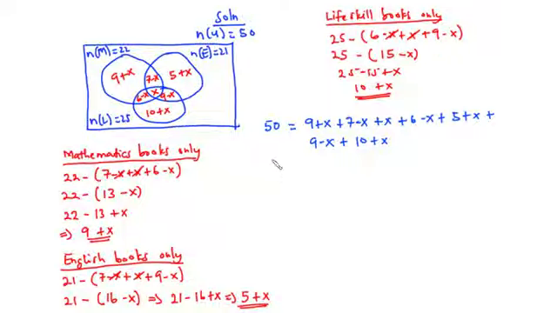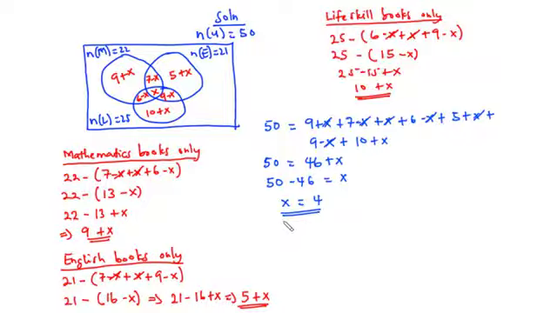Now let's solve for x. 9 plus 7 is 16, plus 6 is 22, plus 5 is 27, plus 9 is 36, plus 10 is 46. Now x cancels out negative x, positive x cancels out negative x, positive x cancels out negative x, and we are left with positive x, so plus x. Now we can transpose 46 to the left hand side. So we have 50 minus 46 equals x, and then x is 4.